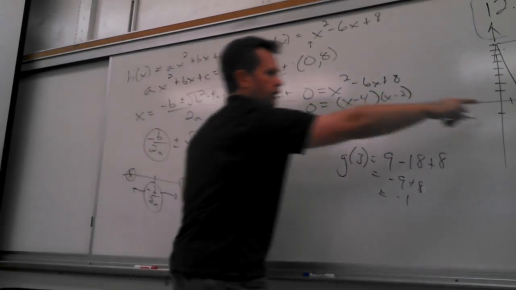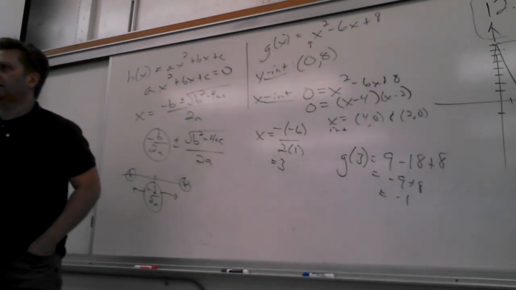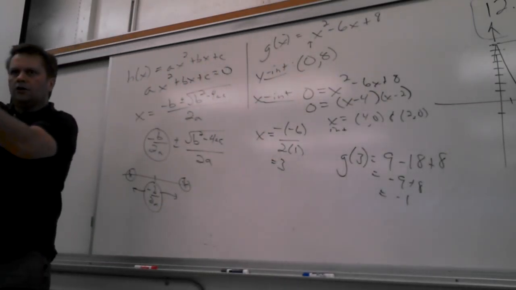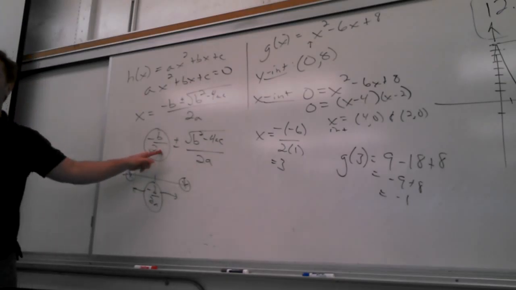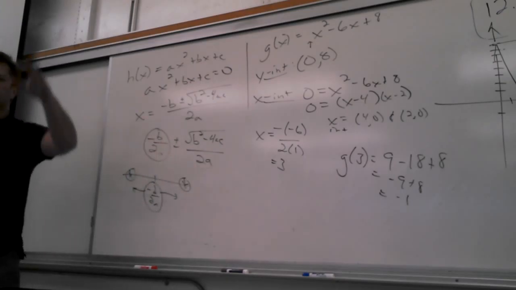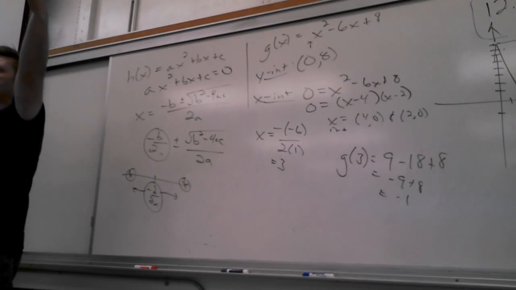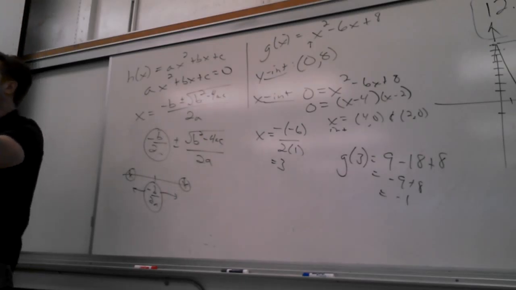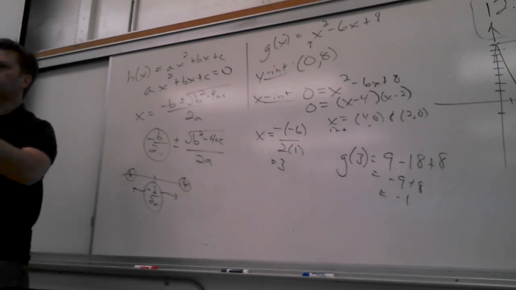3, right? Of course it is, because it's going to tell me what's in the middle of my intercepts. That's a shortcut. That's going to tell me what's in the middle of my intercepts. And why is that important? Because that is where the vertex is. So that's a shortcut to find the vertex.